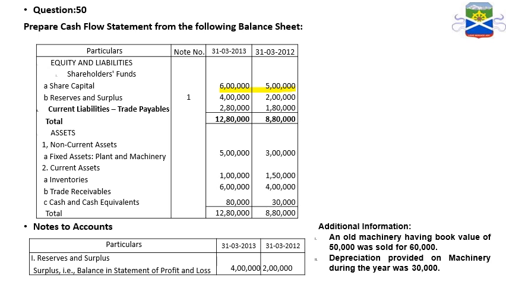You have reserve and surplus, that is a 2 lakh increase. We have current liability, trade payables, which is a 1 lakh increase. And we'll go to the fixed assets, plant and machinery, which is a 2 lakh increase. Under current assets, inventory stock has decreased, trade receivable has increased, and the closing and opening cash and cash equivalent are given.